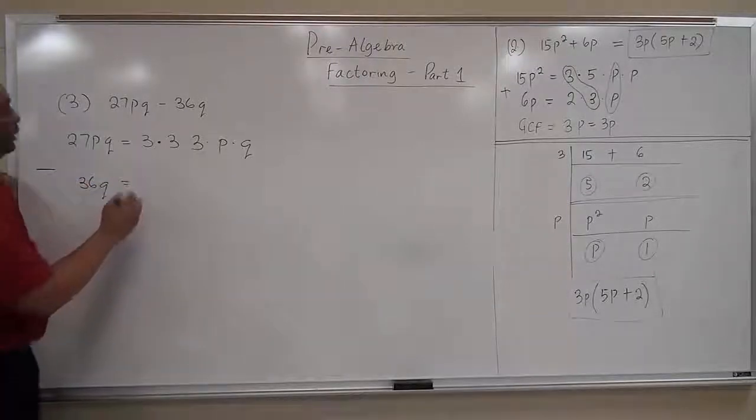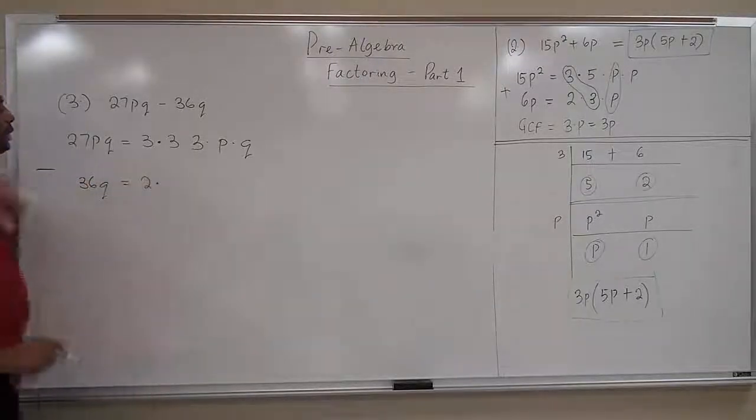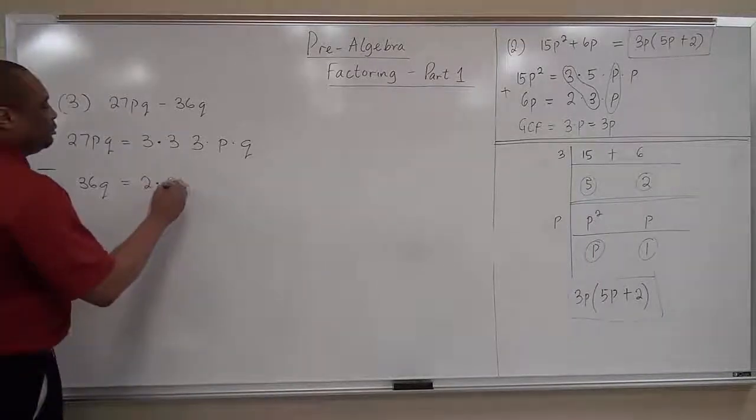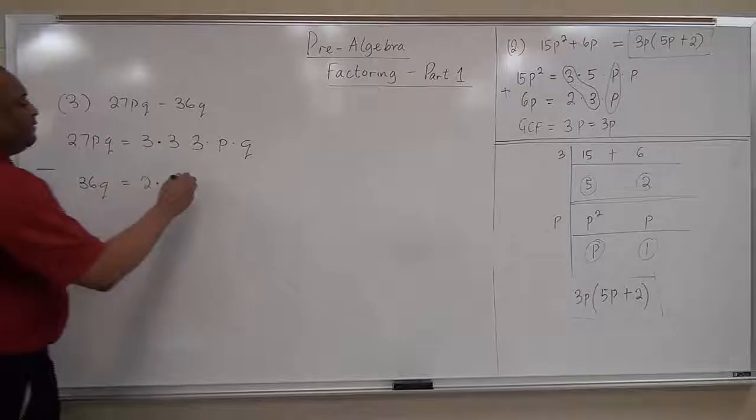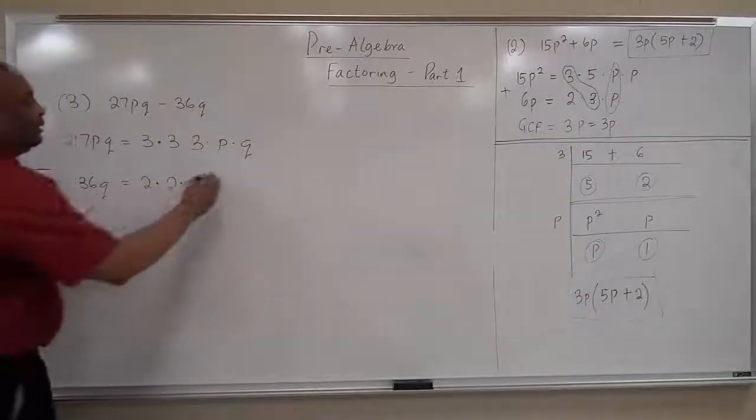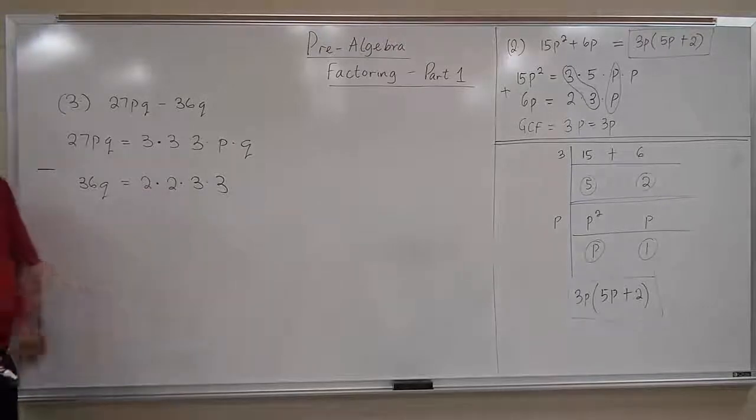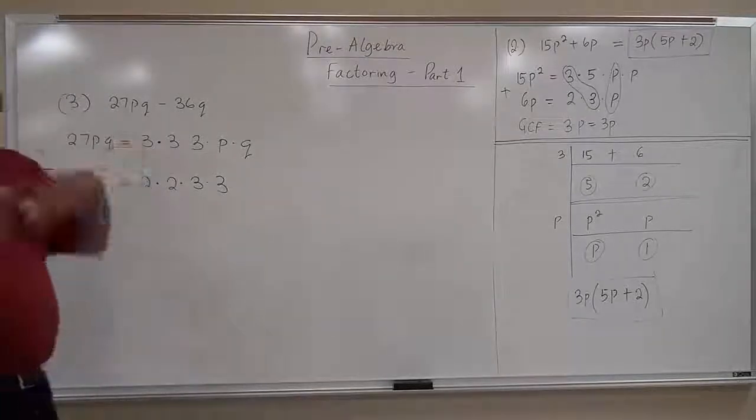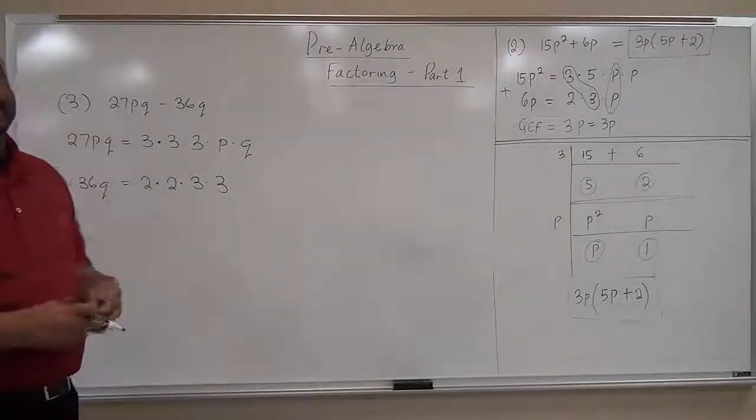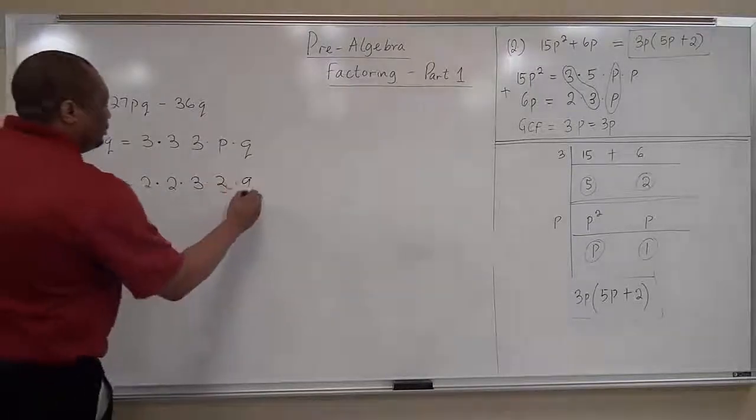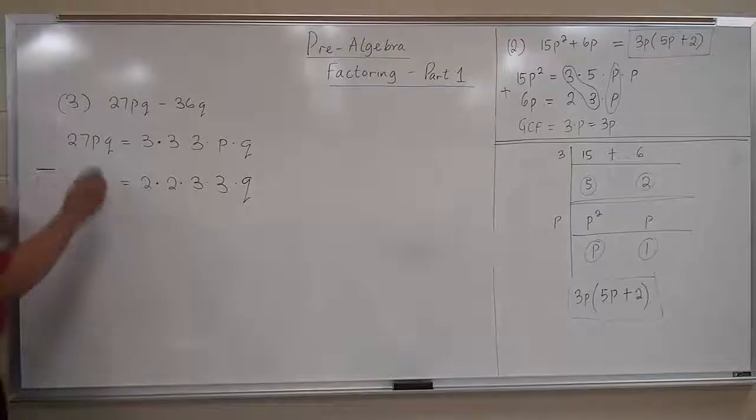36q will be, you start with 2. 36 divided by 2, 18. 18 can still be divided by 2, gives you 9. 9 can be divided by 3 and gives you 3, right? 2 times 2, 4, times 3, 12, times 3, 36. You might want to multiply it to make sure that you got it right. Then times q. So this will be what now?